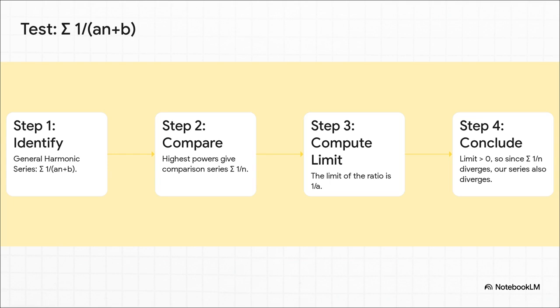Okay, let's take this strategy for a spin with the general harmonic series. Using our highest powers trick, the only thing that matters is the n on the bottom, so we compare it to the simple series 1 over n. We do the math, compute the limit of the ratio, and we get a positive, finite number. That number tells us they're linked, they have the same fate, and since we know for a fact that 1 over n diverges, our series has to diverge too. How easy was that? Fantastic.